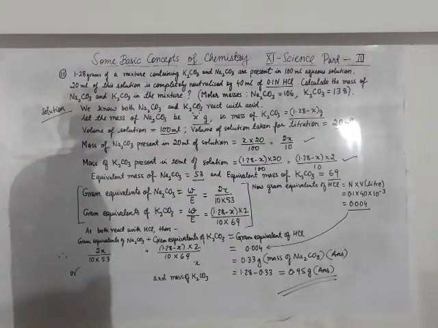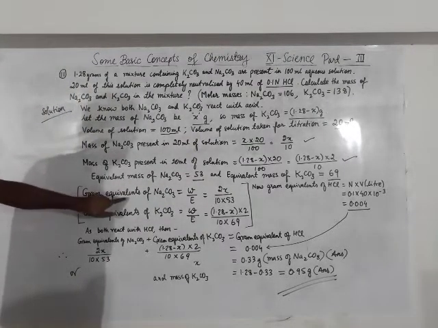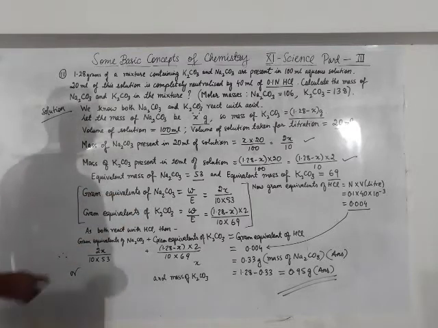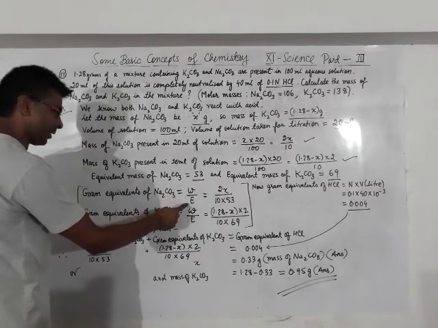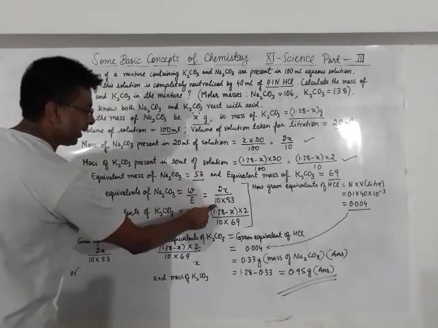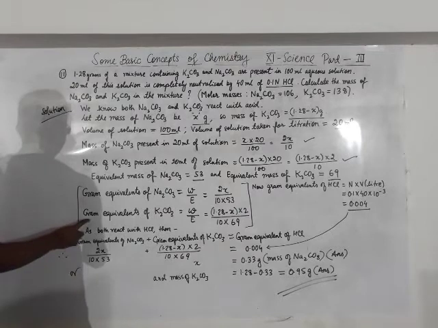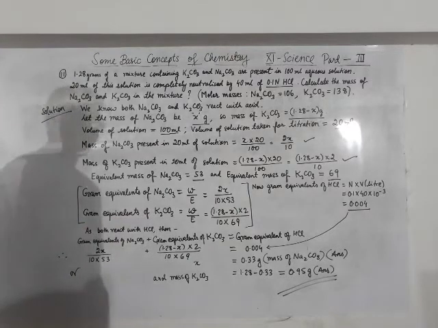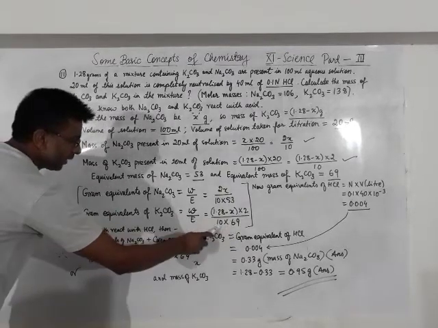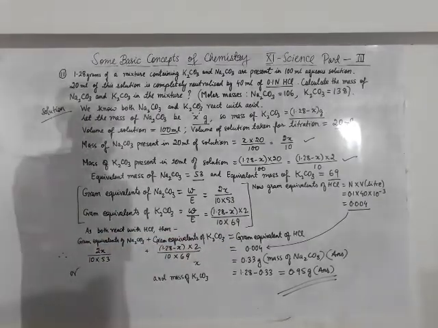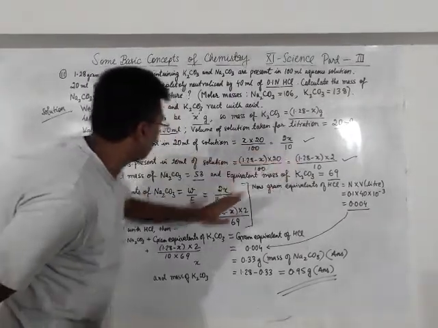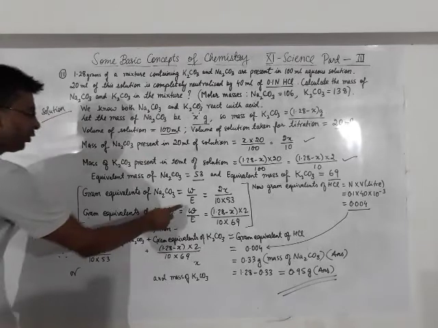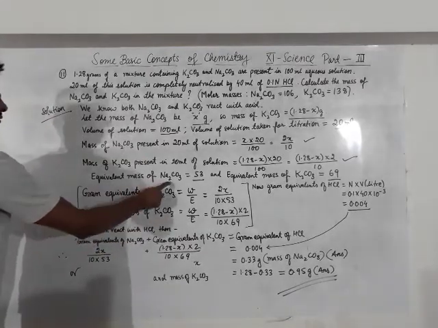After that, the formula to find the gram equivalents of sodium carbonate is W, the mass, by its equivalent mass. So that comes to 2x by 10 into 53. Similarly, the gram equivalents of potassium carbonate is again W by E. So 1.28 minus x into 2 by 10 into 69. This is by putting the values into the formula, because we know the value of E, the equivalent mass of sodium carbonate.